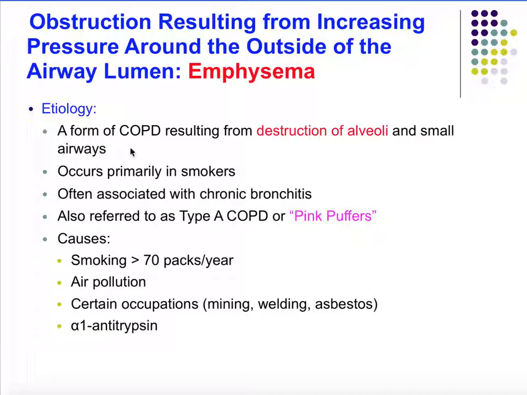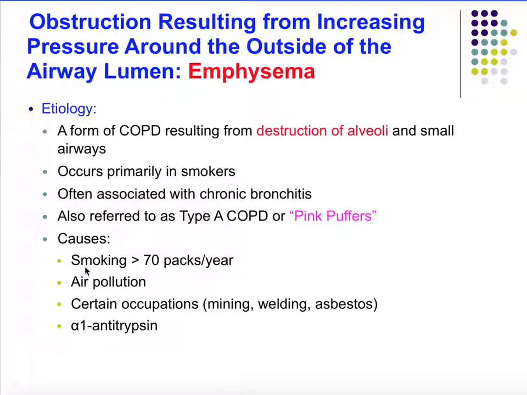So this results from destruction of alveoli as well as small airways. And again, it primarily occurs in smokers, and it's often associated with chronic bronchitis. Now, those who had chronic bronchitis, we said they were known as the type B COPD and known as blue bloaters. People with emphysema are referred to as the type A COPD, and they are also known as pink puffers. And they're going to be pink because they're really going to work hard to maintain oxygenation. So by working harder, they get that pink flushed look.